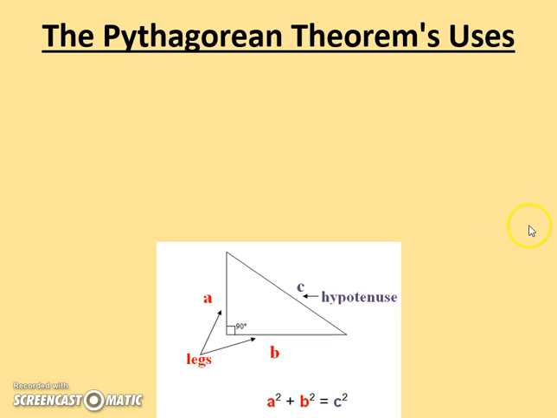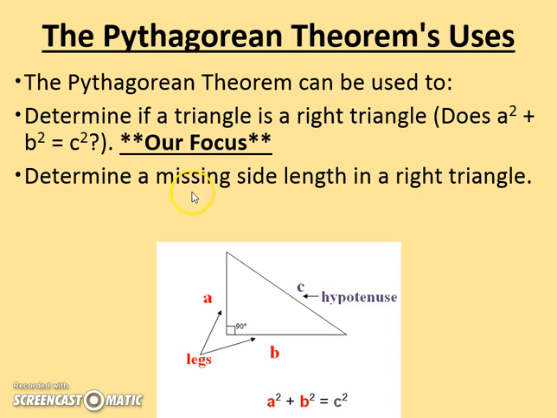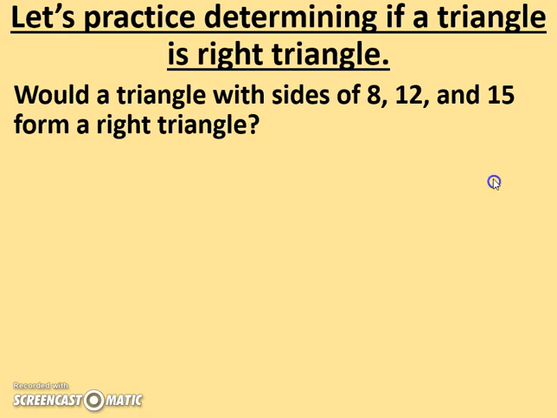So there are some uses for the Pythagorean theorem. The first thing that it can be used to do is determine if a triangle is a right triangle. In other words, we're asking ourselves, does a squared plus b squared equal c squared? This is the focus of today's Math Weekly. We can also use it to determine a missing side length in a right triangle. We will touch upon how to set up an equation to be used to figure out a missing side, but that will be our focus in next week's Math Weekly. So let's practice determining if a triangle is a right triangle.